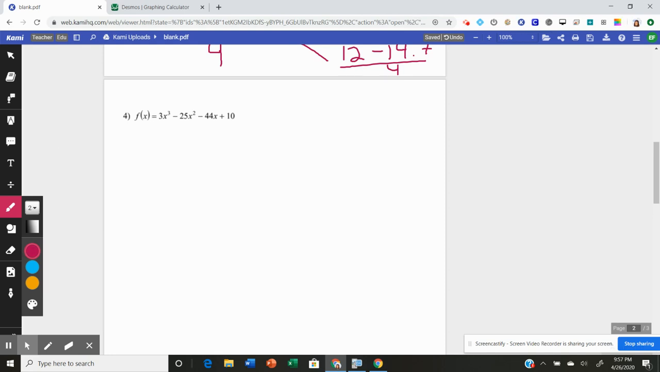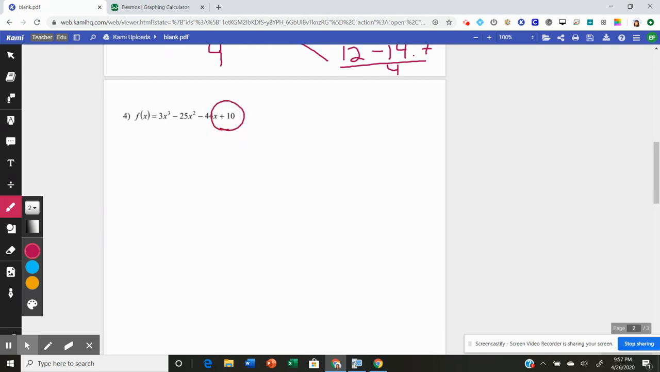Here we're talking about question number 4. Again, the directions asked you to use the rational root theorem to find any rational roots of the polynomial, and then we can use the quadratic formula to figure out any of our irrational roots. So let's use our rational root theorem first.